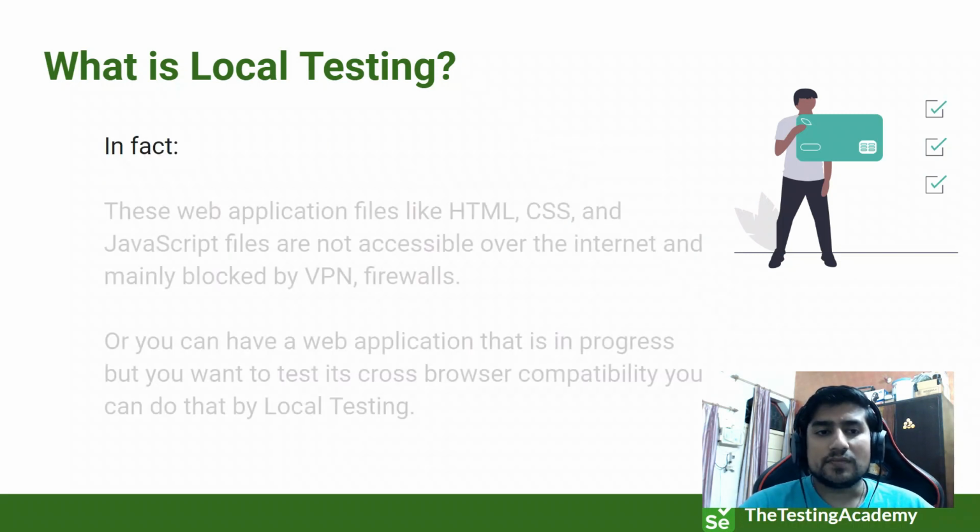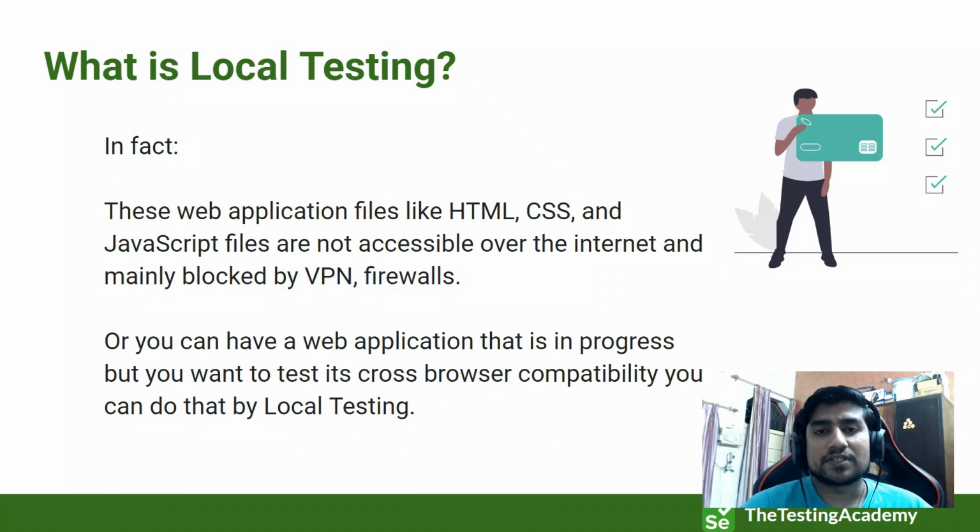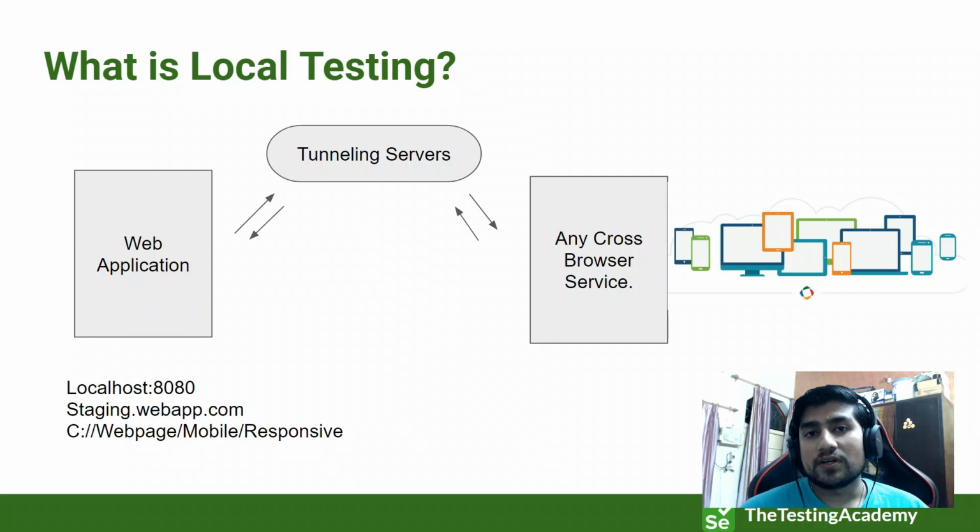In fact, lots of applications containing HTML, CSS, and JavaScript are not accessible, and are sometimes blocked by VPNs and firewalls. Or you have a web application that is still in progress. For example, if you're a startup, you may be developing on localhost 8080, and you want to check it with services like BrowserStack for cross browser testing. Then you need to do local testing.